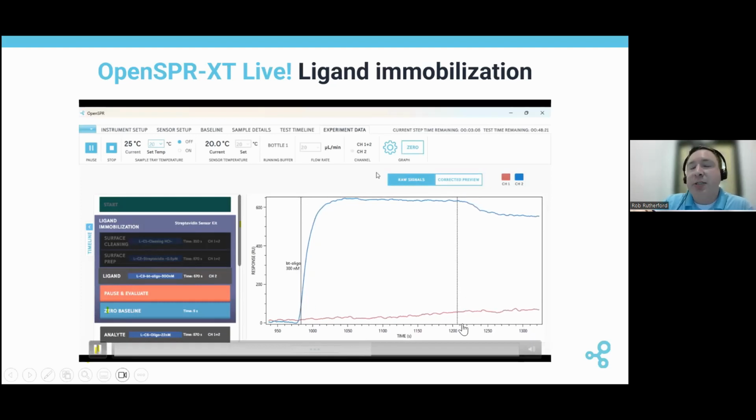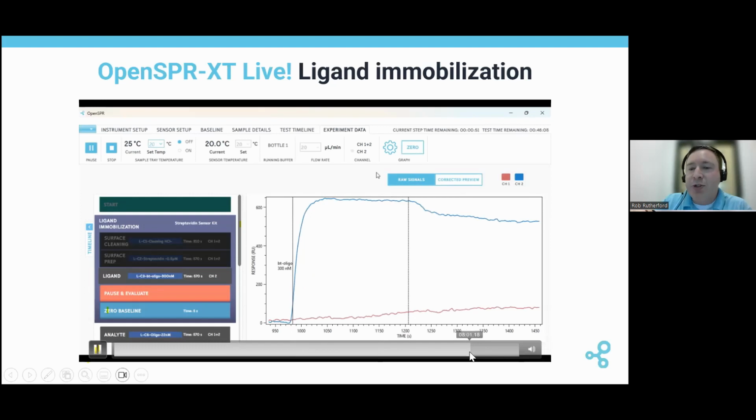The dashed line is the end of your active injection. And then you just want to make sure that you give yourself enough time to quantify: is the baseline steady at a certain RU after I immobilized my ligand? So I'm going to increase it just a little bit more to about 8 minutes or so.